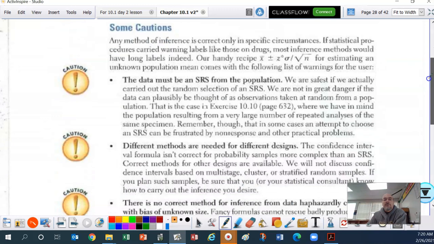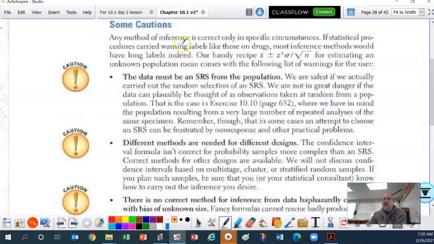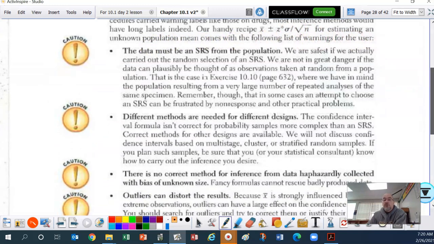Okay, next caution. Any method of inference is correct only in specific circumstances. If statistical procedures carried warning labels like those on drugs, most inference methods would have long labels indeed. Our handy recipe, x bar plus or minus z star times the standard deviation divided by the square root of n, for estimating an unknown population mean comes from the following list of warnings to users.